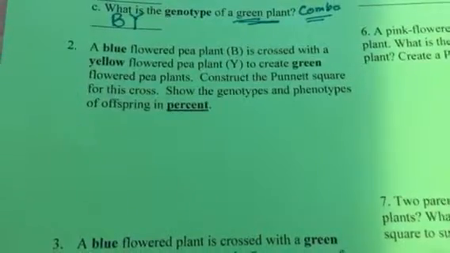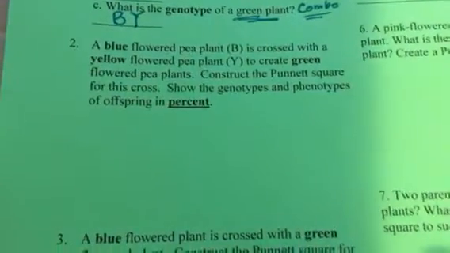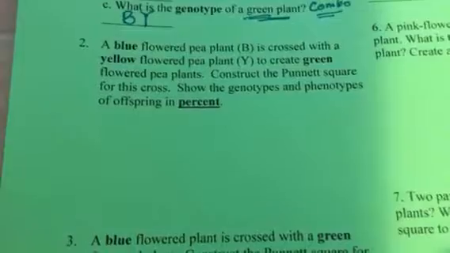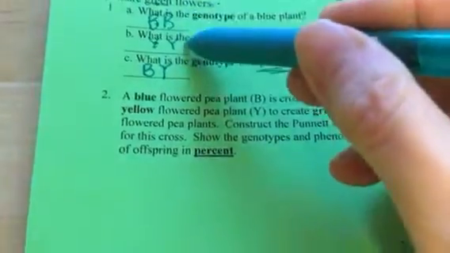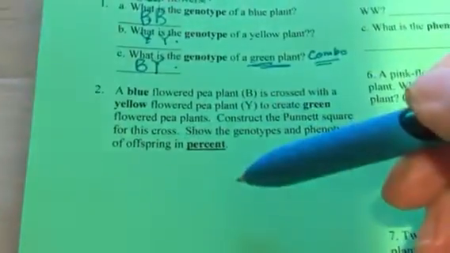A blue flowered pea plant is crossed with a yellow flowered pea plant to create green flowered pea plants. Construct the Punnett square for this cross. Show the genotypes and phenotypes of offspring in percent. So we have a blue flower. So we already know we did the work up here. Blue flower, yellow flower, and this is what green's going to be, right?